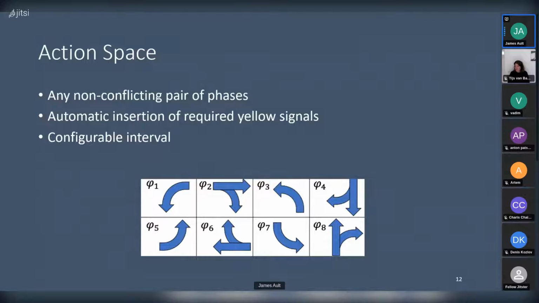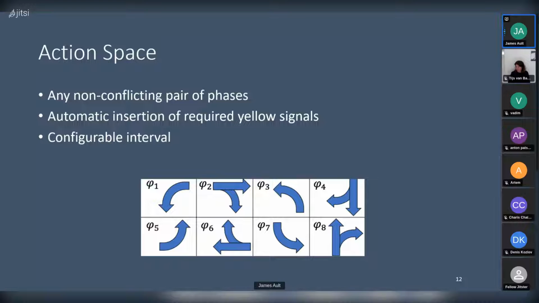The action space is similarly flexible. There are no limitations put on which phases can be taken, other than those which would conflict, causing traffic to intersect. For instance, phases 2 and 4 in the image here wouldn't be allowed because you have crossing traffic. The action space excludes the consideration of yellow signals because they're required for safety, which means the agent doesn't have to learn to put in the yellow signals through some mechanism.